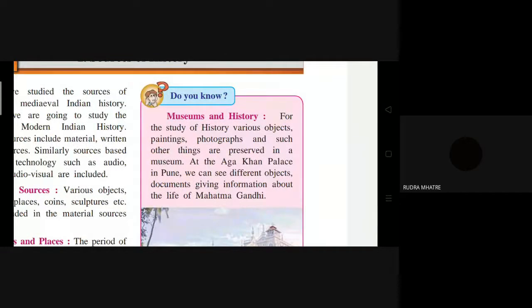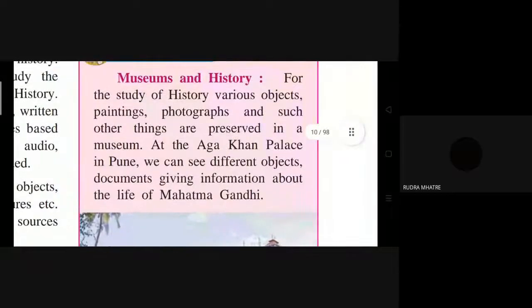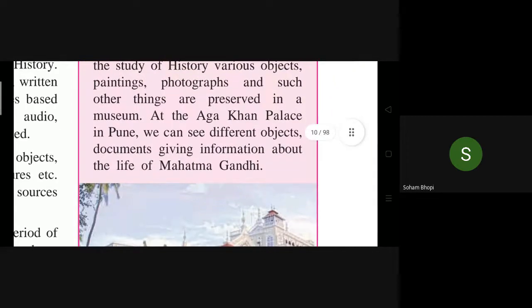Now Soham, start reading. Museum and history. For the study of history, various objects, paintings, photographs, and such other things are preserved in a museum. At the Aga Khan Palace in Pune, we can see different objects and documents giving information about the life of Mahatma Gandhi.